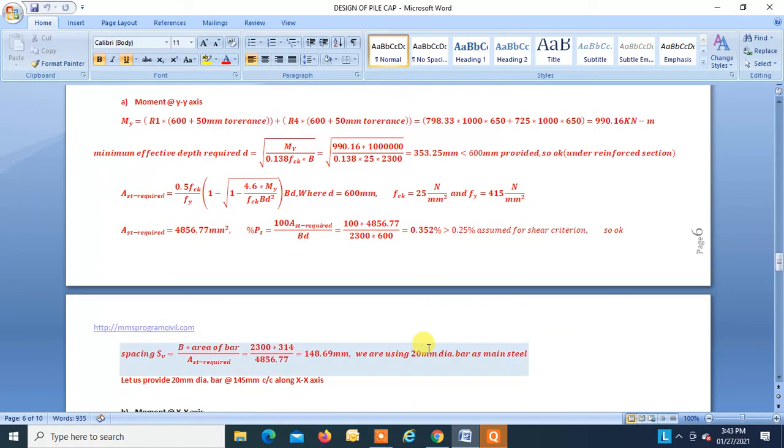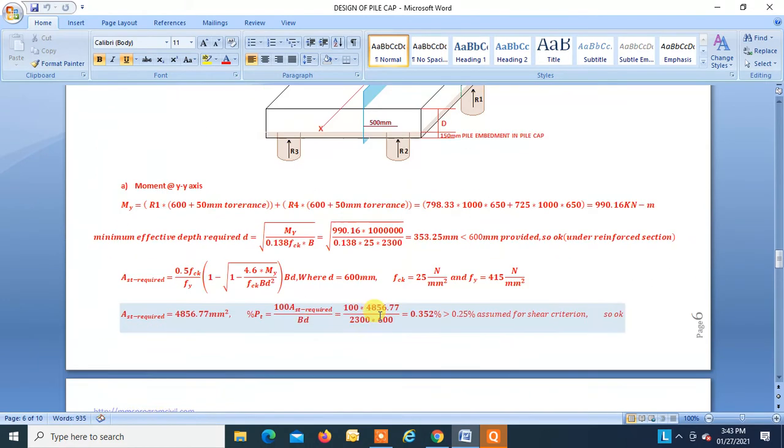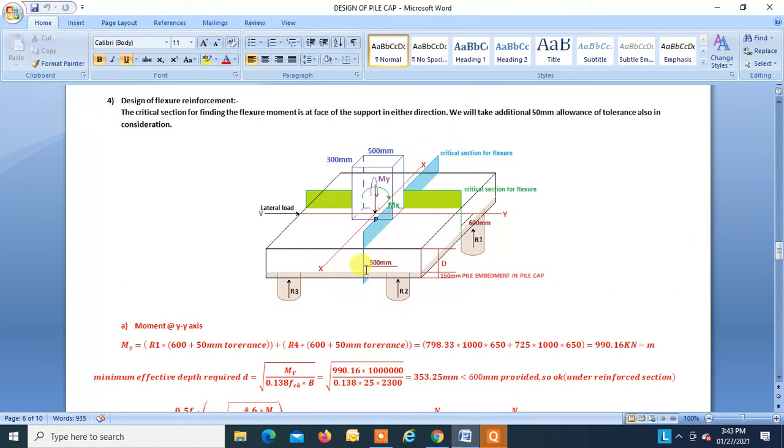Right, fine. So let us find the spacing. We will be using 20 dia bar as main steel. This is the area for a 20 dia bar. So the spacing required is 148.69. We will provide 20 dia bars at 145 center to center along the x-axis. So steel will be provided in this direction. This is your bottom steel in the bottom mesh.